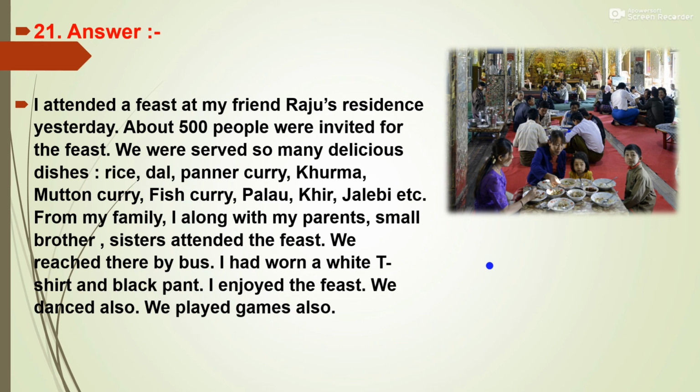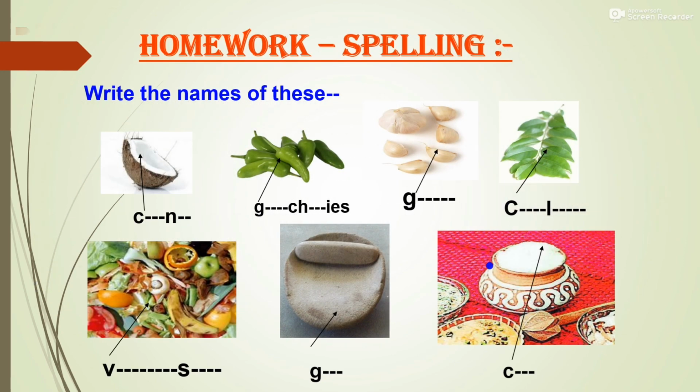From my family, I, along with my parents, small brother, and sister, attended the feast. We reached there by bus. I had worn a white t-shirt and black pants. I enjoyed the feast. We danced also. We played games also. So I included all the points. Okay, so you will write a paragraph like this. You can write your own paragraph using those points. Now this is homework for you.